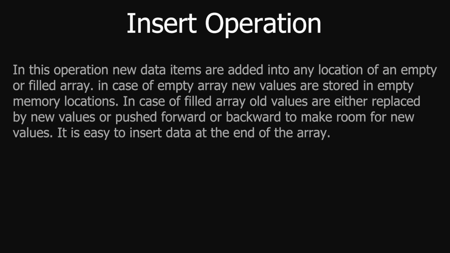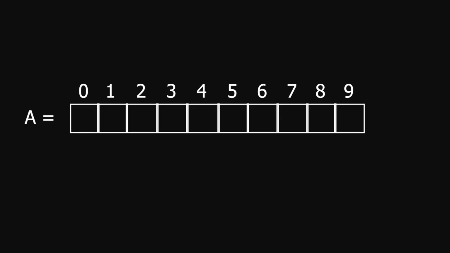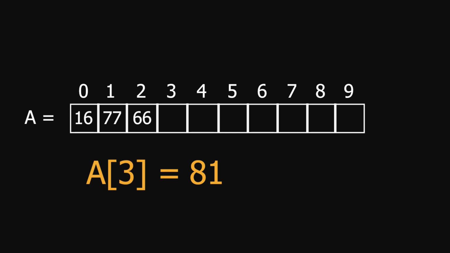It is easy to insert data at the end of the array. Let's say we have an array having 10 elements with its first 3 elements having values 16, 77 and 66. To insert a new value, which is 81, at the end of the array, which is location A[3], we can write something like this: the location where we have to place the new value, and the actual value, which is 81. Insert value at specified location.